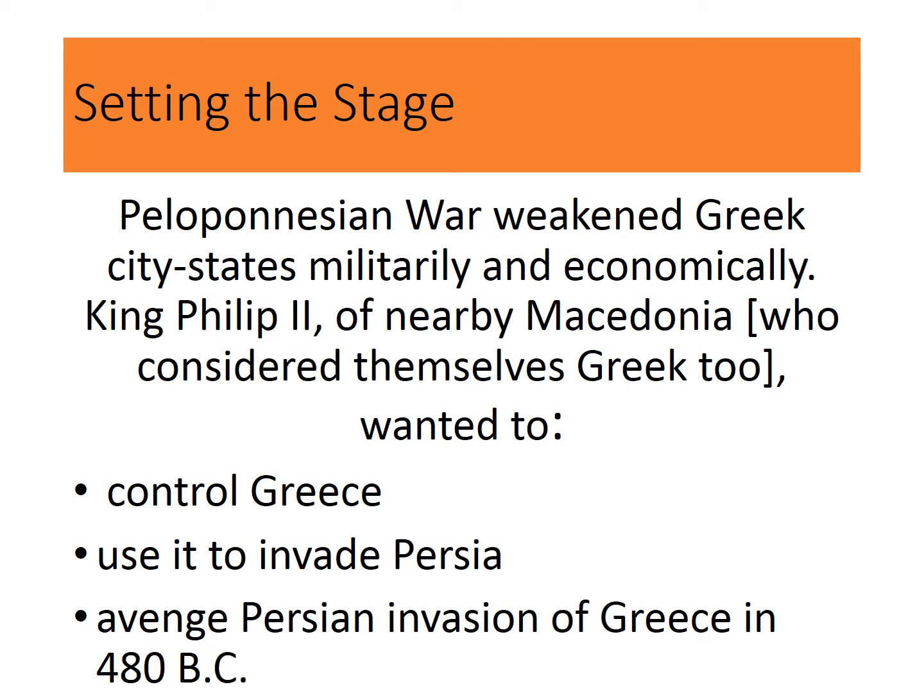And King Philip, who lived in a nearby country called Macedonia, looked at Greece as an easy target. He wanted to attack Greece for three reasons. Number one, obviously he wanted to control it. It's a vast empire with a lot of resources. He wanted it because it's in between him and Persia, which was another country that he wanted added onto his empire. And because it was a way for him to take revenge against the Persians who had tried to invade Greece earlier.